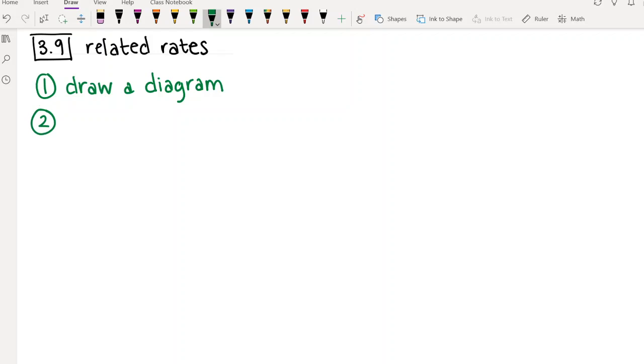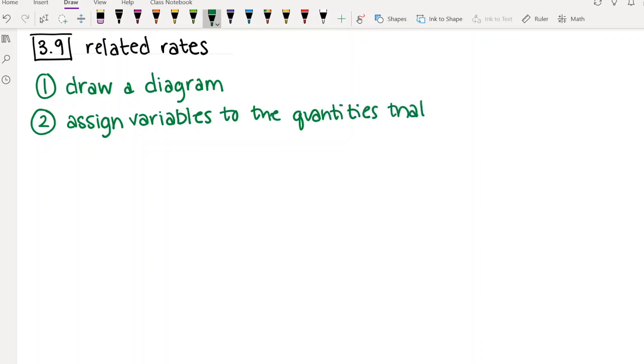So the second step is going to be to assign variables to the quantities that are changing. That "that are changing" part is going to become more important today because, for example, one question will have to do with a ladder that's sliding down a wall. And the ladder doesn't change length, right? It's just one length the whole time. So in that question, we're not going to give a variable to the length of the ladder because it's not a quantity that's changing. So we'll want to really keep track of that.